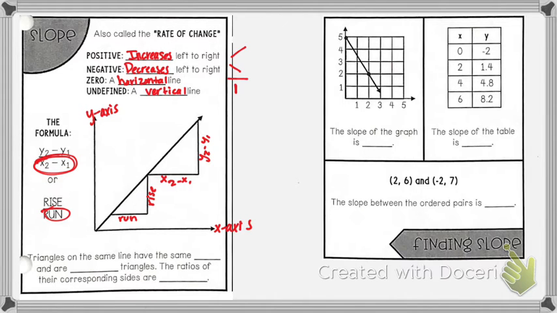Triangles, let's look at this at the bottom. Triangles on the same line have the same slope. So because these two triangles are on the same line right here, that means they have the same slope. Their hypotenuse is lying on the same slope, okay? And they are similar triangles. Remember, similar means that they are the same shape, but not the same size, okay? The ratios of their corresponding sides are equal.